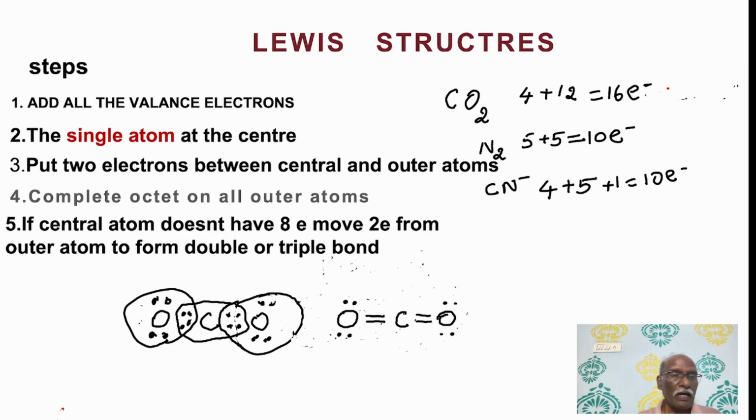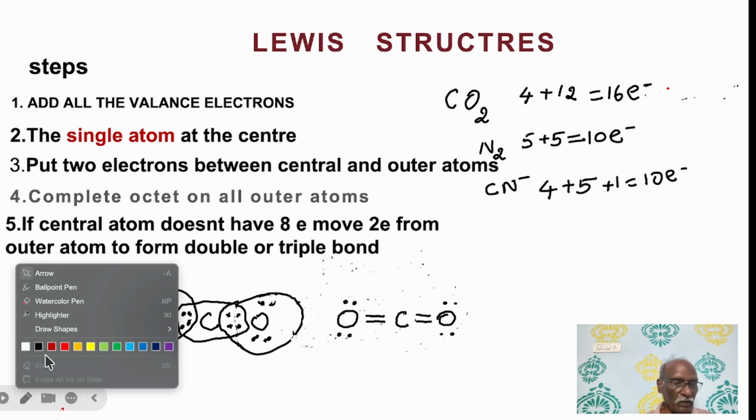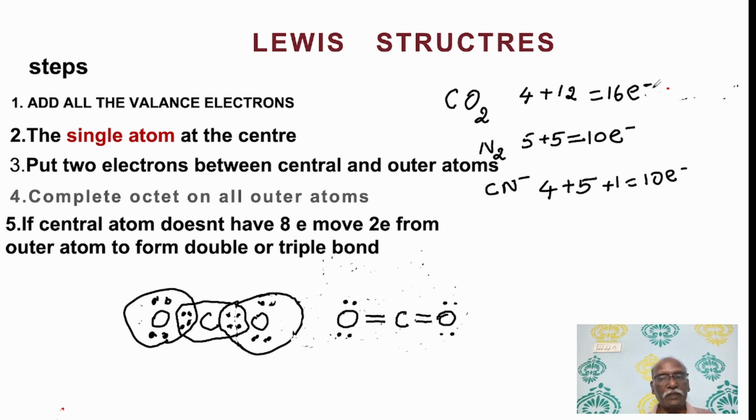The first step: add all the valence electrons. Suppose the molecule is carbon dioxide. We have to add all the valence electrons of the carbon dioxide molecule. Carbon has 4, oxygen has 6, and there are 2 oxygen atoms, 6 into 2 is 12. Altogether 16 electrons are there in a molecule of carbon dioxide. In the same way, for the nitrogen molecule, 5 plus 5, 10 electrons are there. For the cyanide ion, carbon has 4 electrons, nitrogen has 5 electrons, and due to the minus 1 charge, 1 more electron. Altogether 10 electrons are there in the ion CN minus.